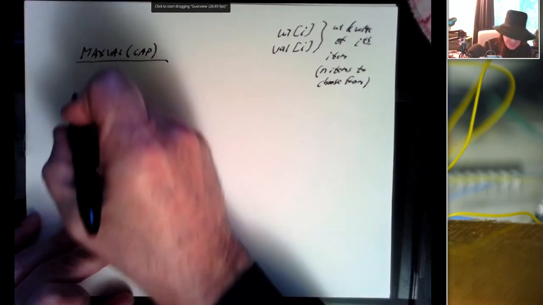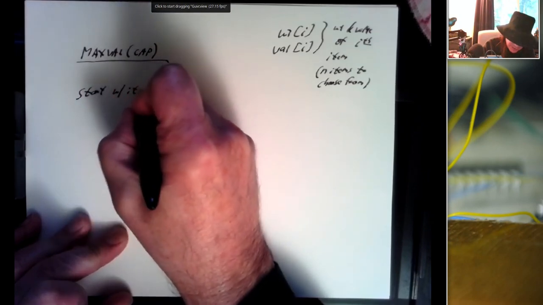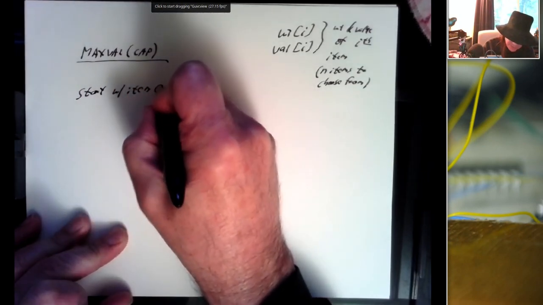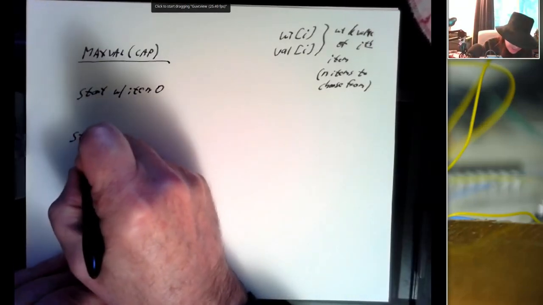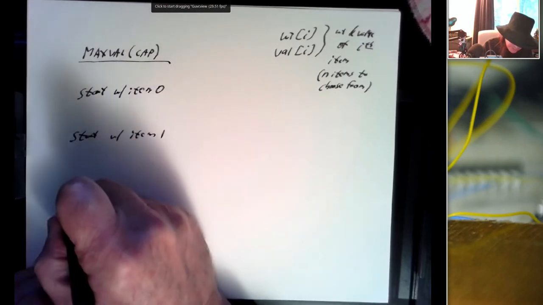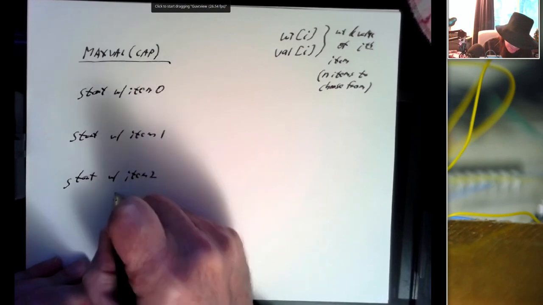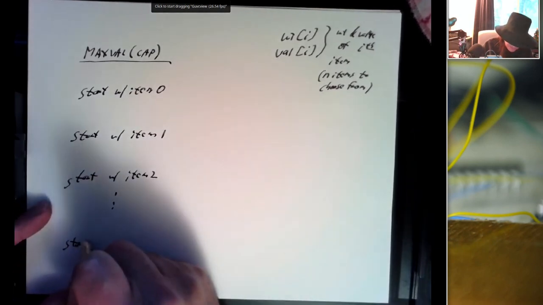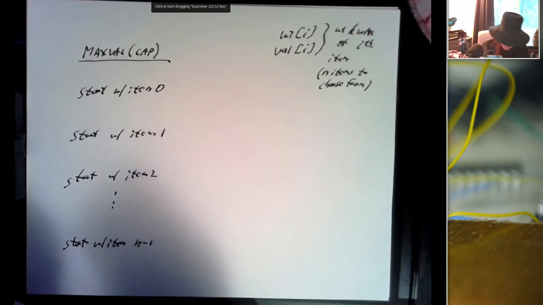right? So the first possibility is start with item 0. We index from 0. The next possibility is we could start with item 1 or item 2 all the way up to item n-1.